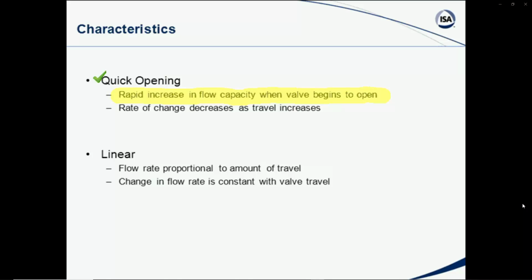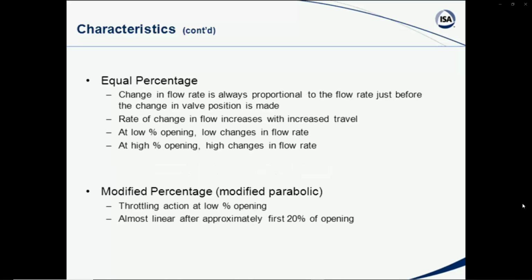Or is it a linear valve where the inside is designed to give a flow rate proportional to the amount of travel, and the change in flow rate is constant with the valve travel? In other words, at 25% open, I get 25% capacity of the valve, and 75, and so on and so forth. Or is it an equal percentage trim characteristic, which is very, very usable, and the one probably that's about 75 or 80% of the control valves in use now are probably equal percentage characteristic.